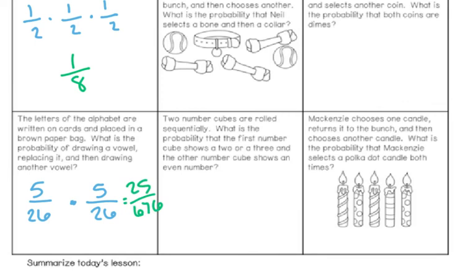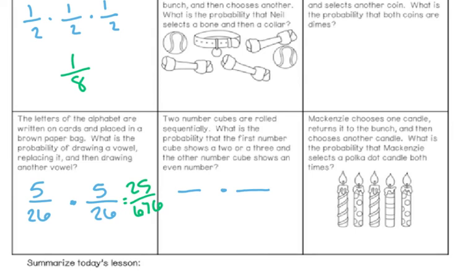We'll go ahead and do this next problem, going to the right. Here it says 2 number cubes are rolled sequentially. That means one after another. What is the probability that the first number cube shows a 2 or a 3, and the other number cube shows an even number? First, let's think, how many events are there? Well, there's 2 events here because we have 2 number cubes. So our first event will be multiplied by our second event.